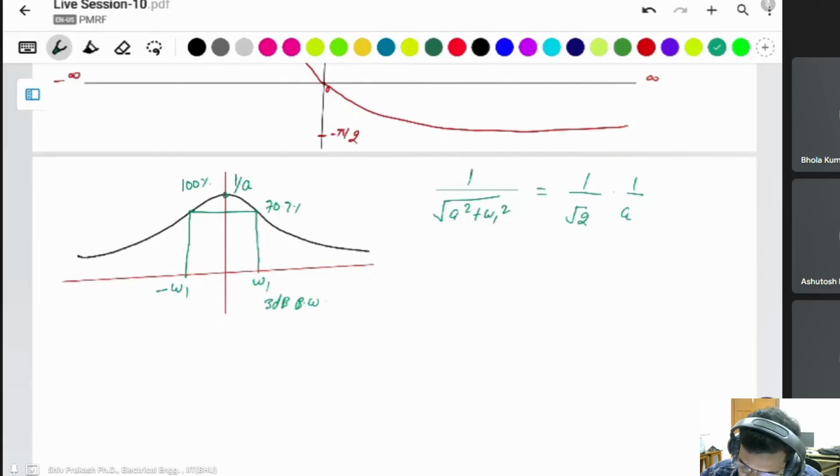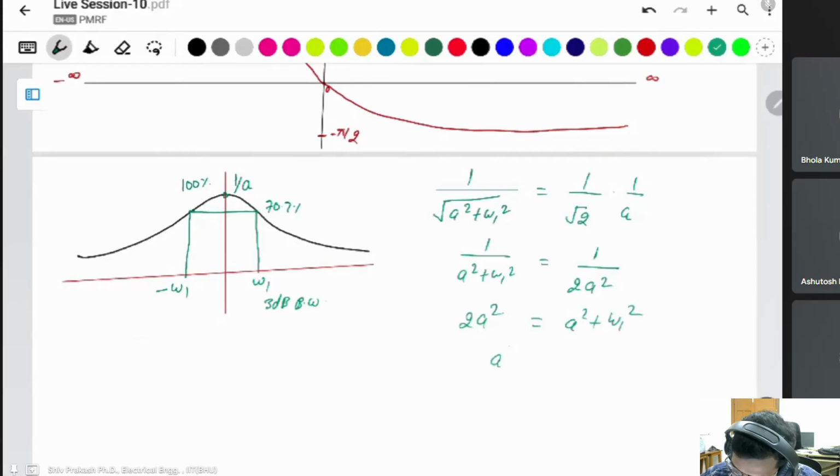So then what is the value of omega 1? In this case, you can square both sides. This will be a square plus omega 1 square is equal to 2 a square, so a square is equal to omega 1 square. The cutoff frequency of this one at 70% is the magnitude of that function.